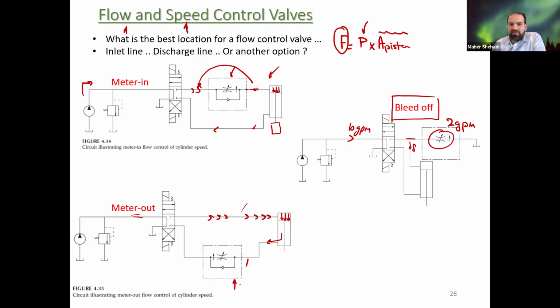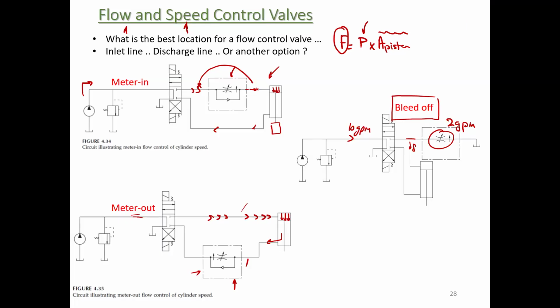Anyone can guess what would be a disadvantage of putting this one here in the supply, in the return line back to the tank? From my talk and what I presented to you right now on this slide, what do you think a disadvantage is if we go with the meter out? It will slow down the retraction. It would slow down the retraction.